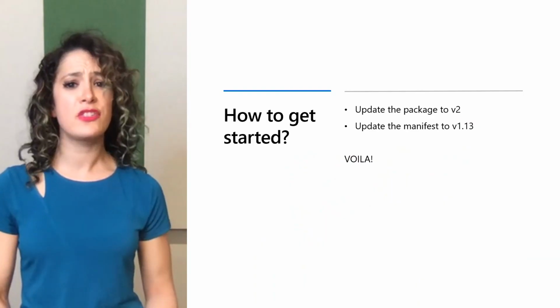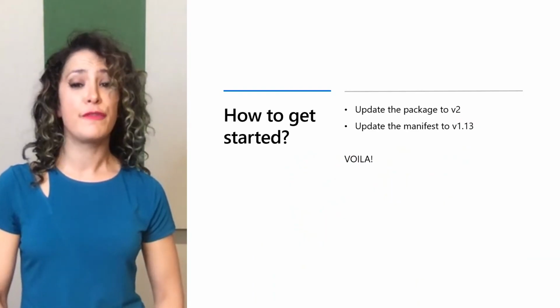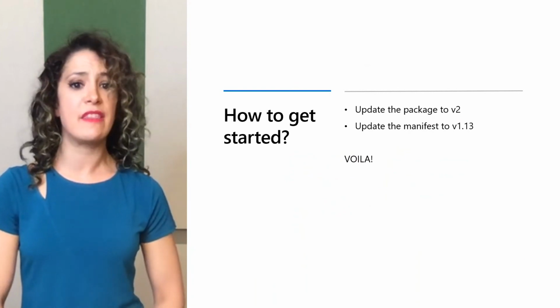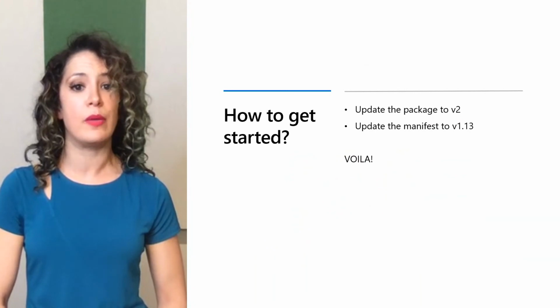So, Jess, how do we get started? Or let's just say, what are the technical investments for someone who wants to start trying out version 2 of Teams JS SDK today? You can get started in 2 simple steps. First, upgrade your Teams SDK to 2.0 and update the manifest version to 1.13. And that's it. Isn't that easy?